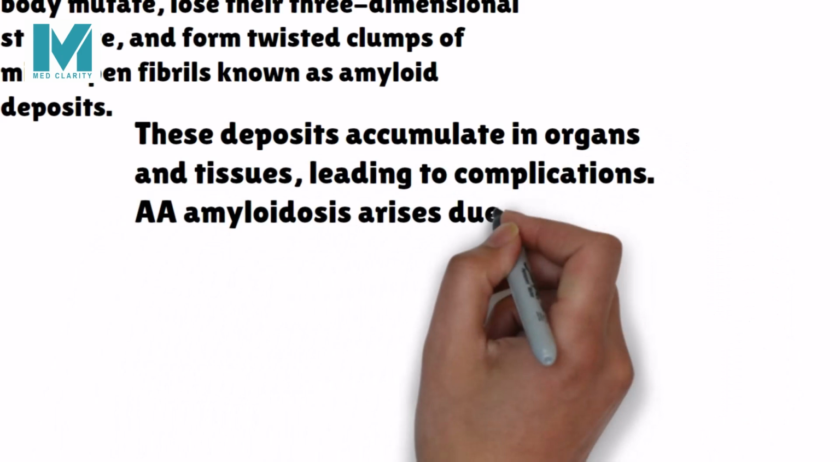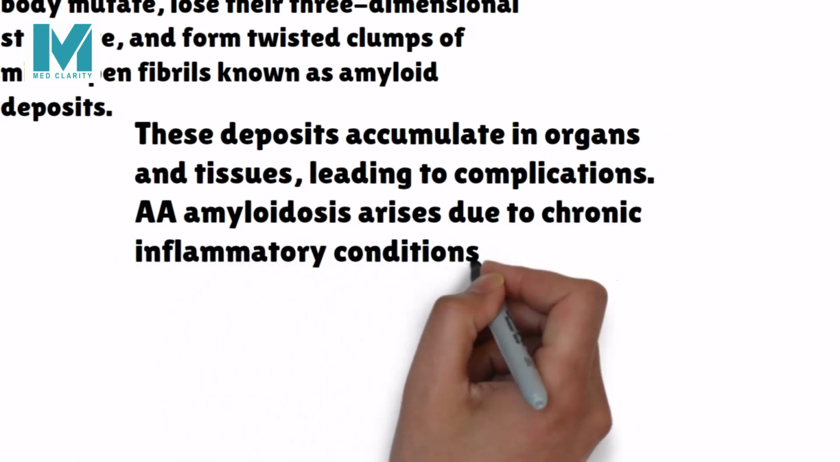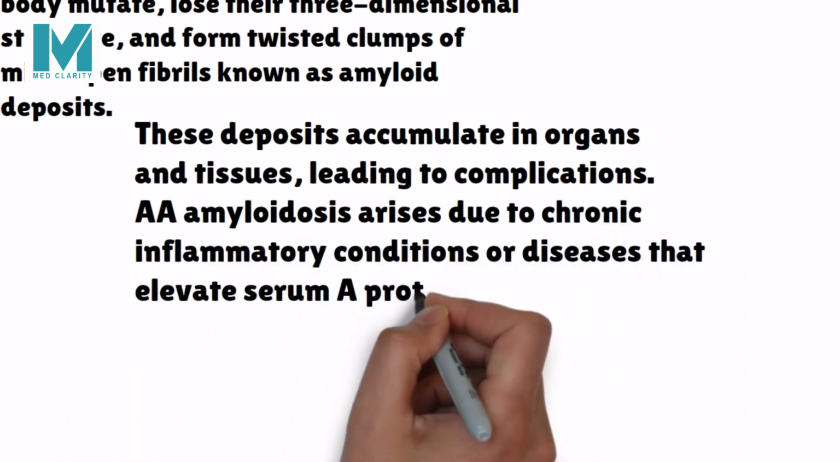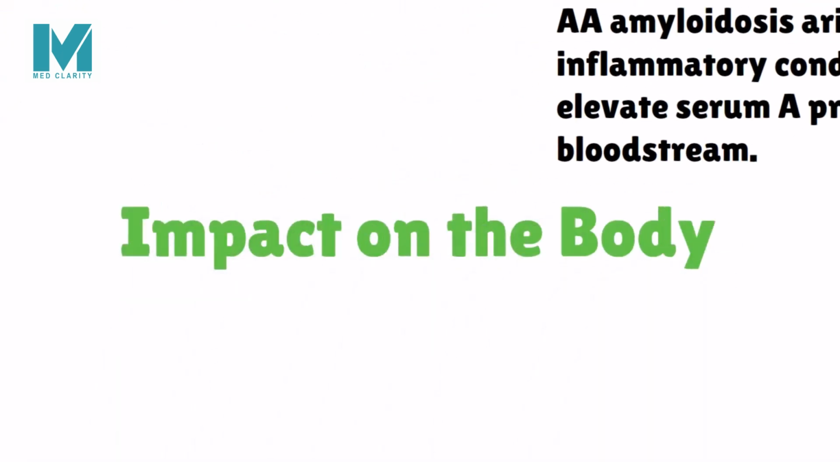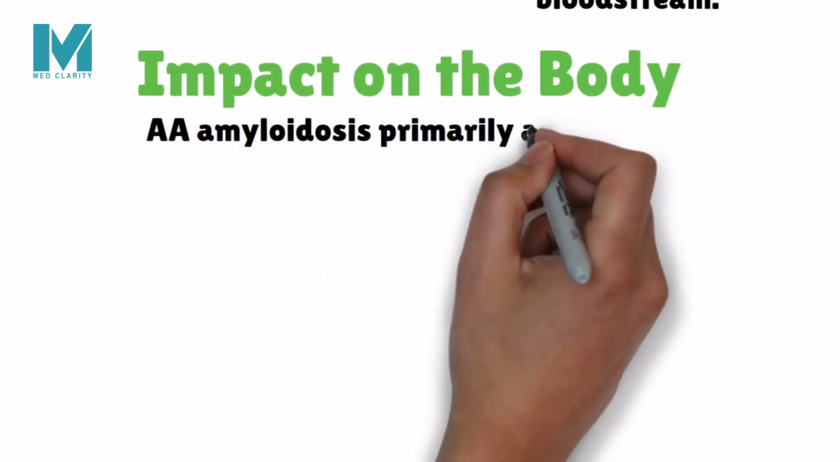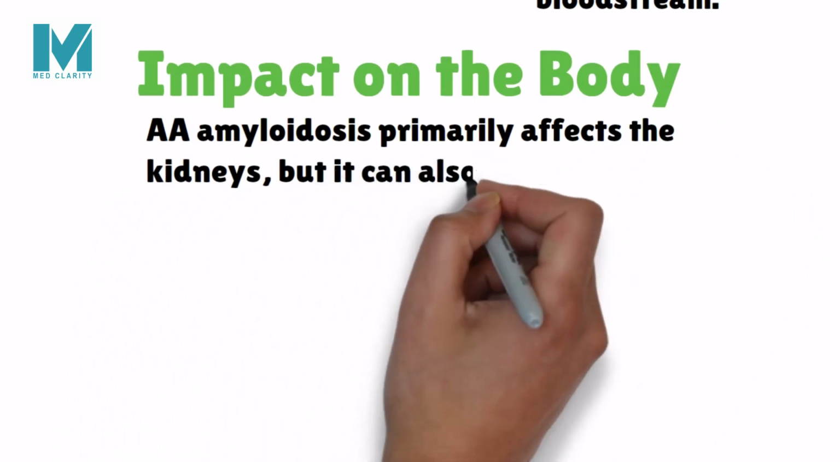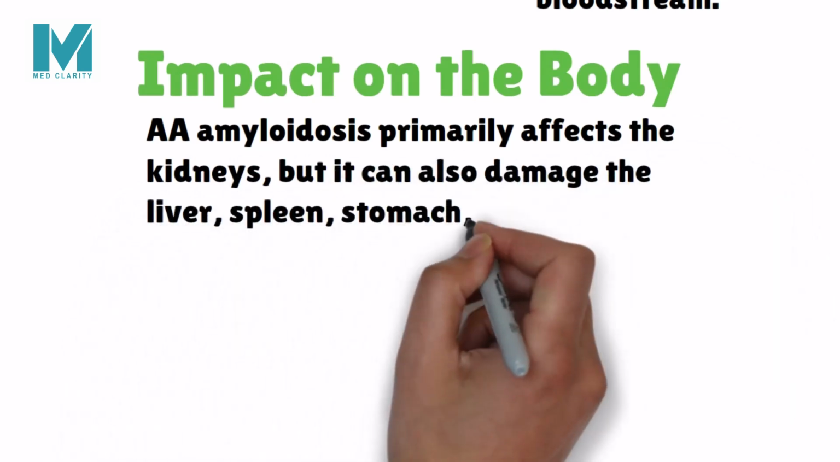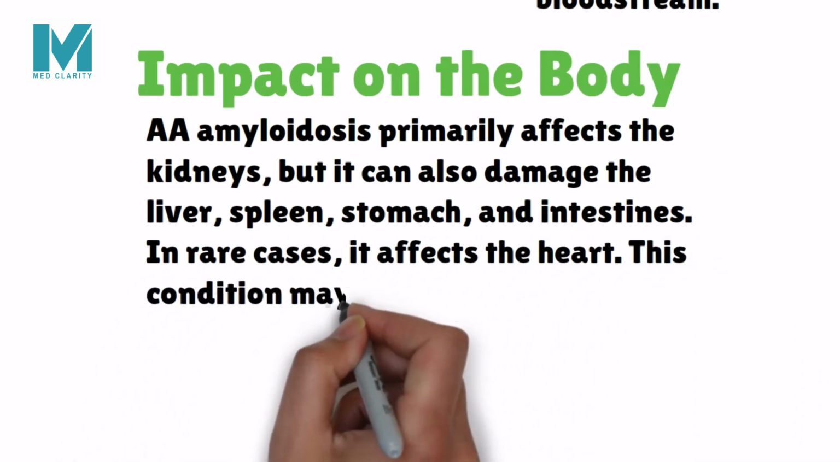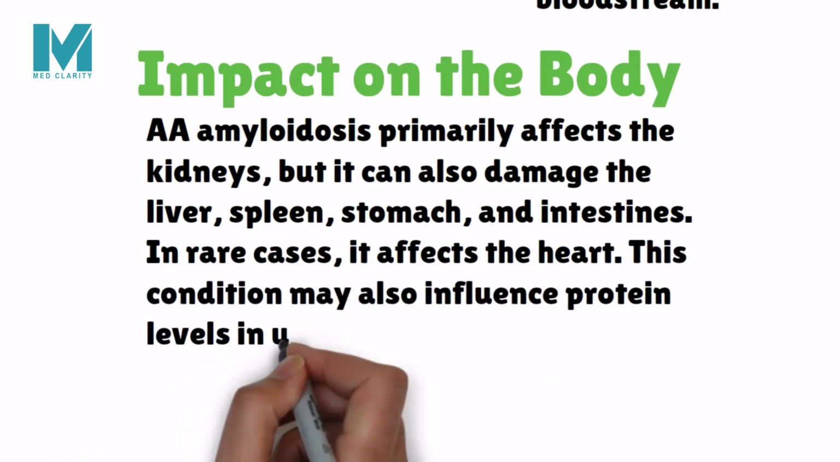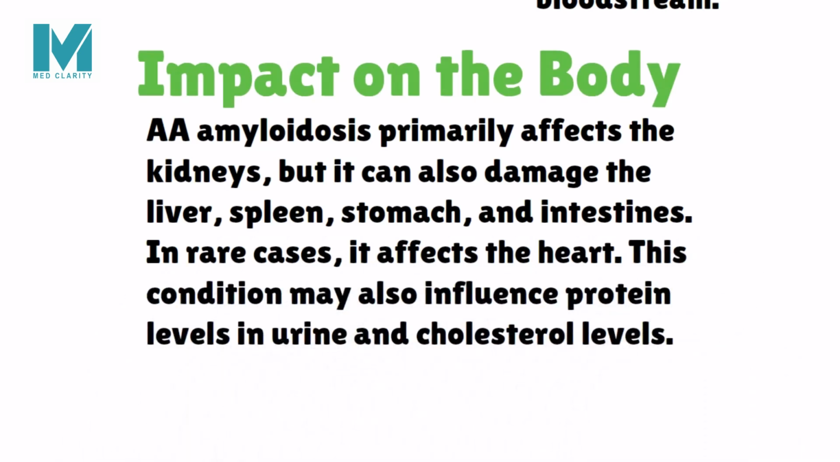AA amyloidosis arises due to chronic inflammatory conditions or diseases that elevate serum A protein levels in the bloodstream. Impact on the body. AA amyloidosis primarily affects the kidneys, but it can also damage the liver, spleen, stomach, and intestines. In rare cases, it affects the heart. This condition may also influence protein levels in urine and cholesterol levels.